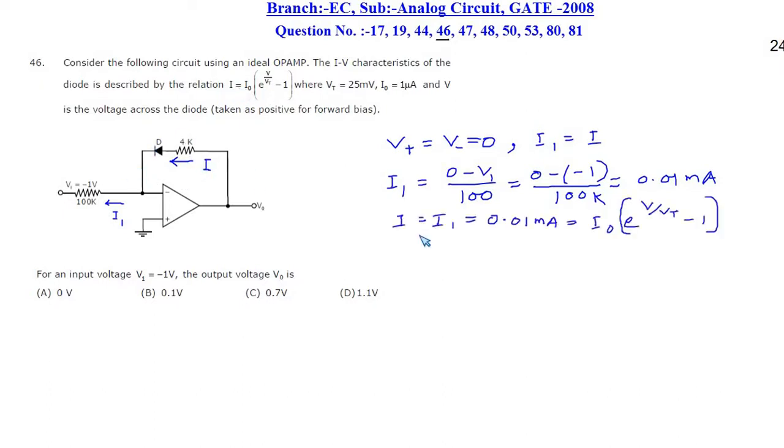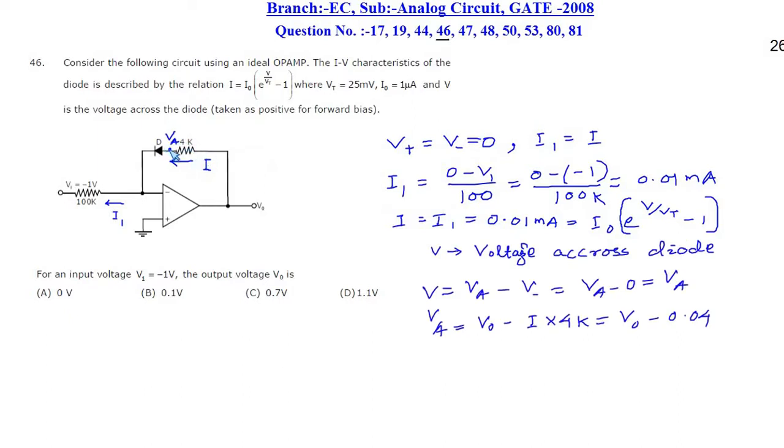This 0.01 milliampere current will be equal to the current across the diode, which is given by this equation, that is I0 (e to the power V by VT minus 1), where V is the voltage across the diode. Let VA be the potential at this point, and this potential is already 0. So V will be equal to VA minus V minus. V minus is 0, so V will be equal to VA.